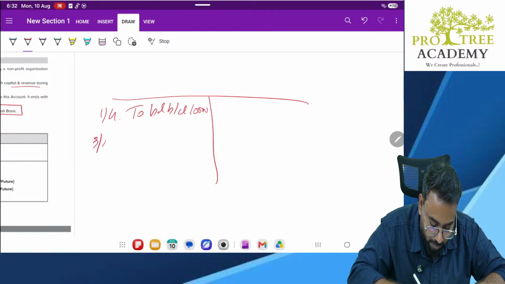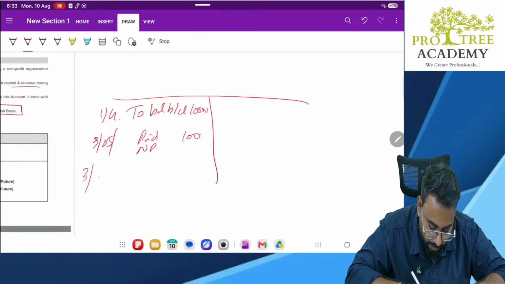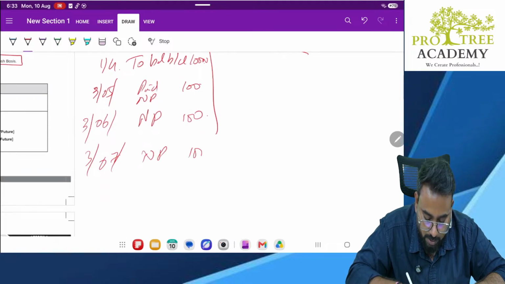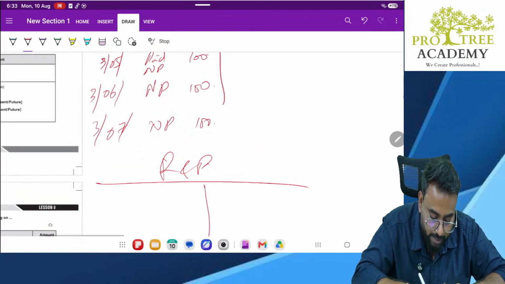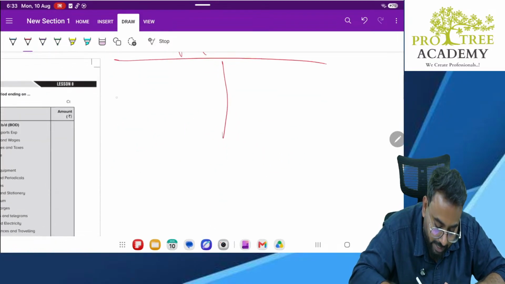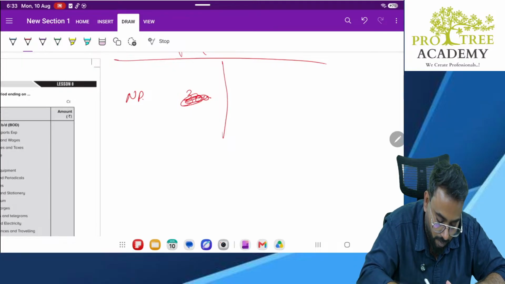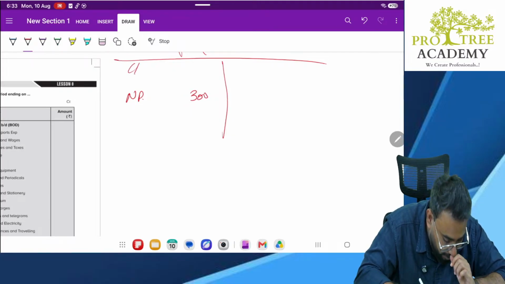Then on 3rd May, you paid for newspaper, say 100 rupees. Again on 3rd June, you paid for newspaper 100 rupees. Again on 3rd July, you paid for newspaper 100 rupees. So in your receipts and payments, it will not show like this separately, rather it gets summarized. What will be recorded? Newspaper 300 rupees will be recorded.